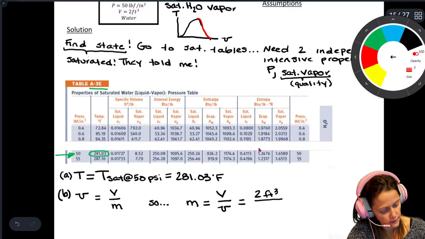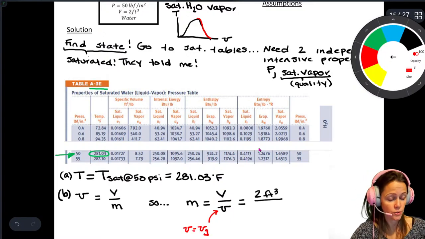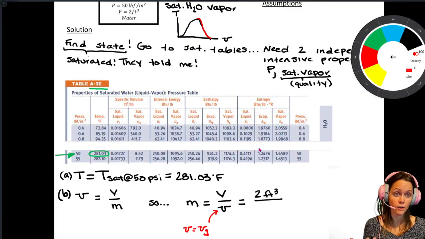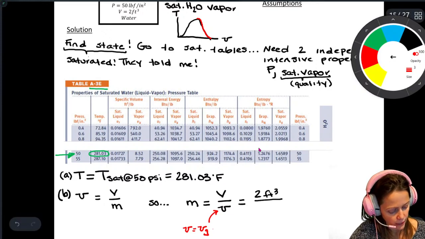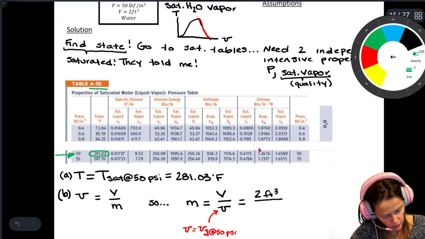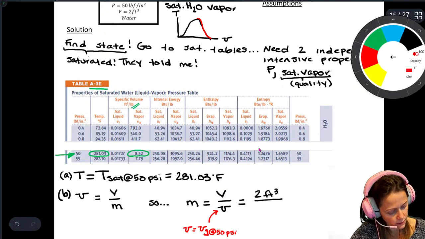And this guy right here has got to be the V sub G value, because that's the specific volume associated with the saturated vapor portion of that two-phase mixture. And we're told it's right there on that saturated vapor line. We have 100% saturated vapor. So this is V sub G at 50 PSI. I'm just pulling it right off the table. So it's 8.52 feet cubed per pound mass.